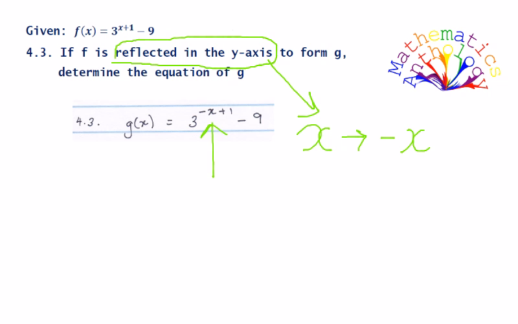So my x is there in the power 3 to the power x plus 1. So that x will change to negative x. So my final equation will be g of x is equal to 3 to the power negative x plus 1, and then minus 9. And that's the new equation of g.